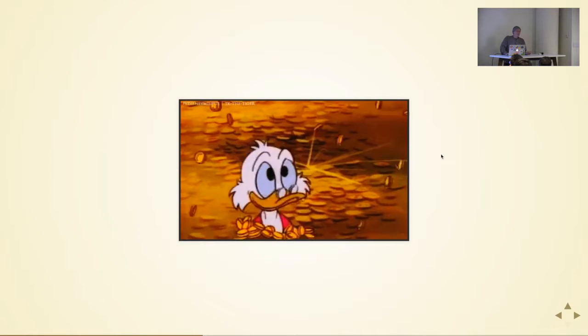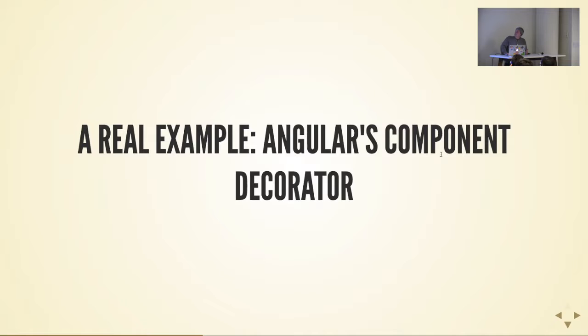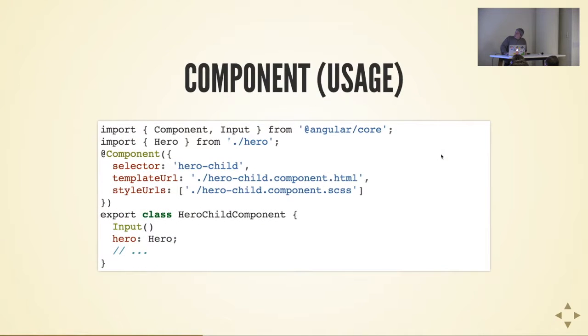So now we've kind of dove into decorators a bit. That was a little smoother, I hope. We're going to go into a real example of Angular's component decorator. So here's the usage of it. If you're doing Angular, you're kind of familiar with this. But basically, we have @Component, and we're going to tell it the selector. That's what we use in our template to find that component, right? We're going to have the template URL that we're going to use to create this component and render it to the page. And we have the style URLs that we're going to use to make it pretty.